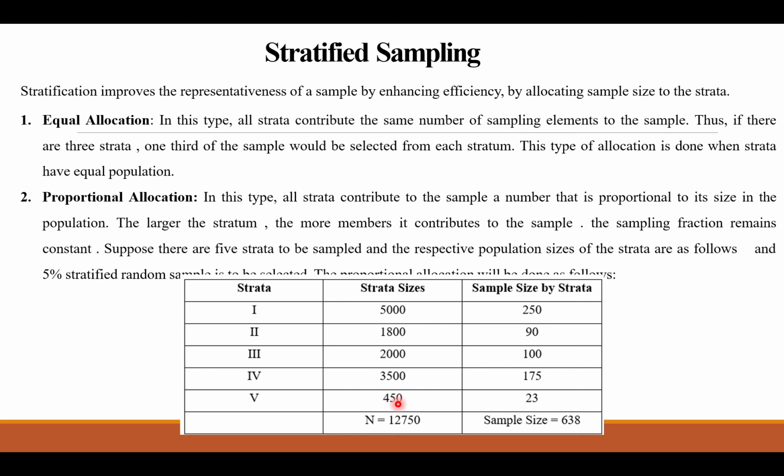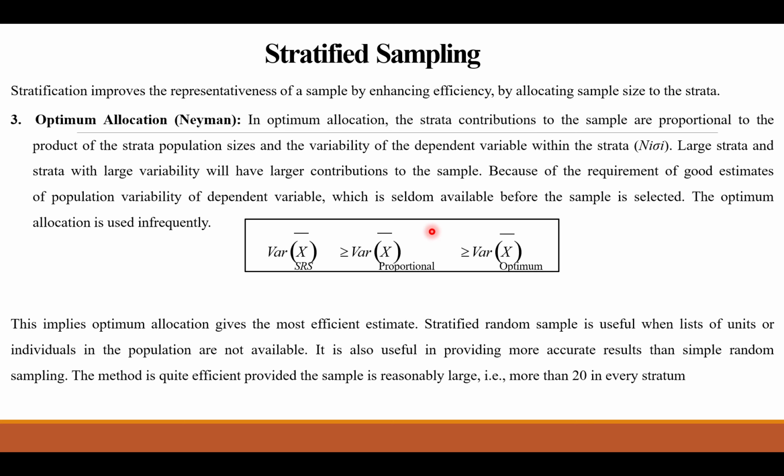Suppose there are 5 strata to be sampled, and the respective population sizes of the strata are as follows. Strata 1, 2, 3, 4, 5 are there. So strata sizes are: in strata 1 there are 5,000 units, then 1800 units, 2000 units, then 3500 units, then 450. Like this, different strata sizes are there, and a proportion of 5% is calculated, so each stratum contributes 5% of its size to the sample. So the sample size is calculated as 638.